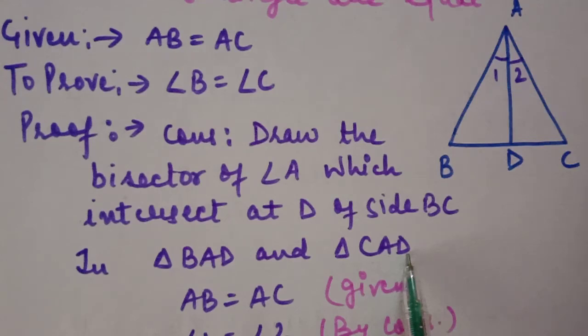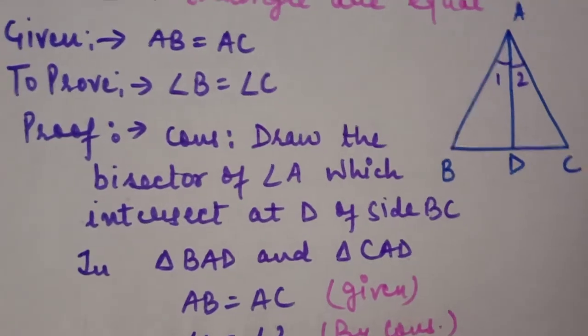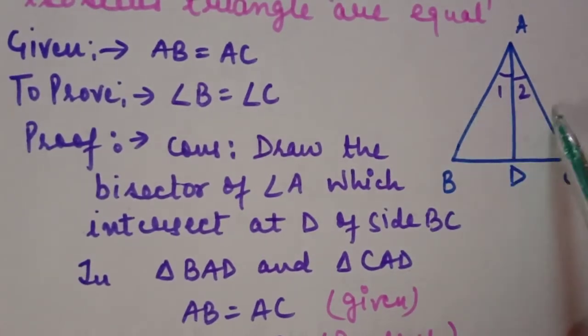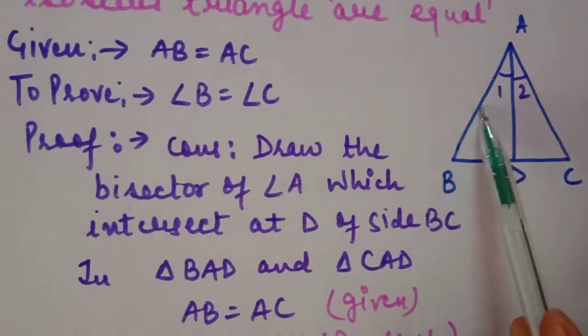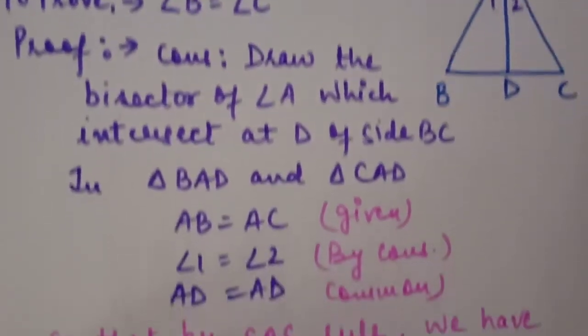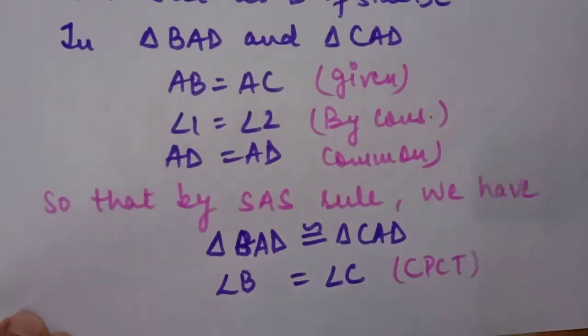Now we need three elements for the congruency. In this diagram, AB is equal to AC, it is given. Angle 1 is equal to angle 2 by construction and AD is common. So by SAS rule, AB is equal to AC given, angle 1 is equal to angle 2 by construction, AD is equal to AD common. So by SAS rule, both the triangles are congruent and angle B is equal to angle C by CPCT. Now your next theorem, theorem 7.3.